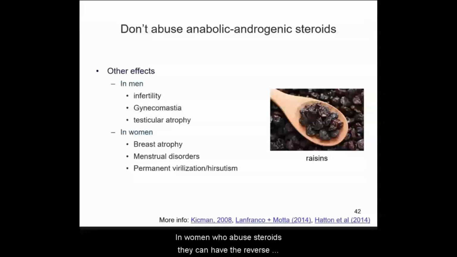In women who abuse steroids, they can have the reverse. Instead of gynecomastia, they can have breast reduction or breast atrophy, and all sorts of disorders associated with menstruation, and the permanence, as I mentioned, of a lowered voice. As a boy goes into puberty, they will have a lower voice, and it will also result in facial hair in females that abuse anabolic steroids, primarily testosterone.